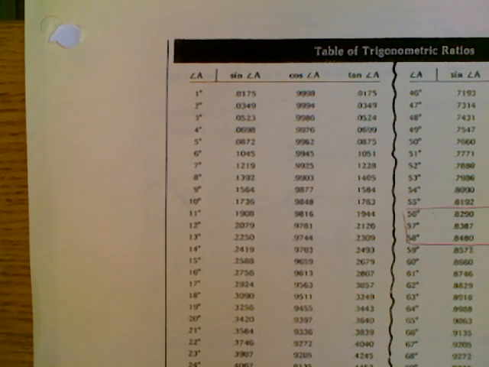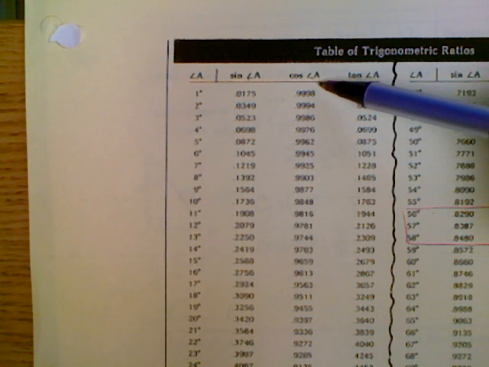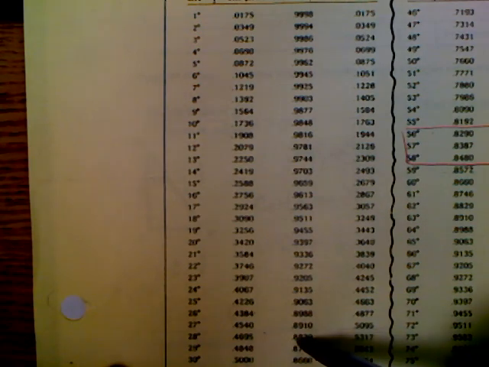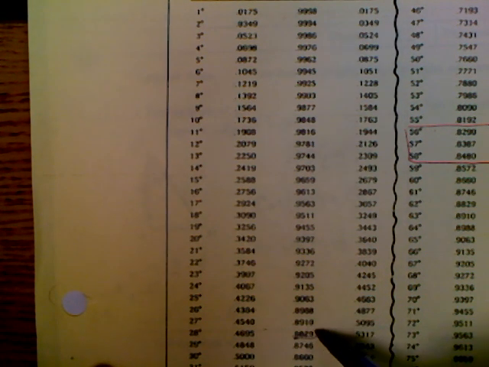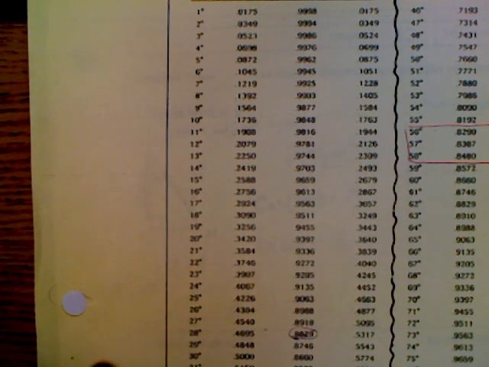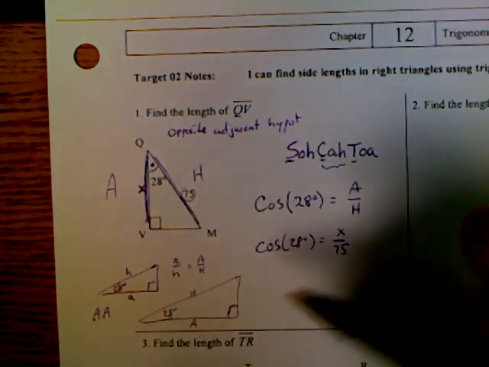But here's a table, and here's the cosine column. Here's a sine column, a tangent column. Cosine, we want to go down to 28 degrees. There it is. There is the value of cosine of 28 degrees right there, 0.8829. Might be a little bit difficult to see on that video, but that's the 4-digit decimal value.